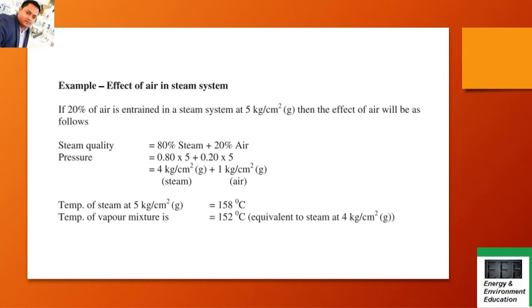In the same way, the temperature of steam at 5 kg per centimeter square should be 158 degrees centigrade, but since there is a mixture of around 20% air, you are getting only 152 degrees centigrade. So there will be a drop in the temperature and also in the pressure, friends. You will not get the desired temperature or the desired pressure of the steam. So this is the effect of air in a steam system, and this can be explained in the exam with the help of this example, friends.